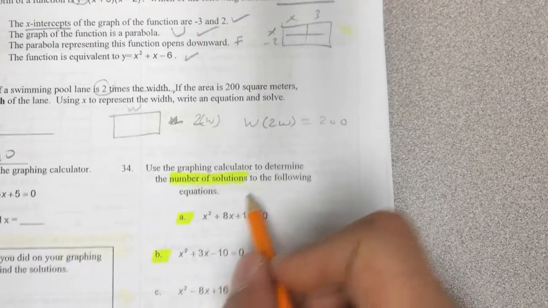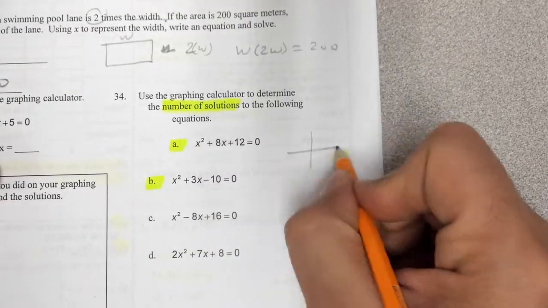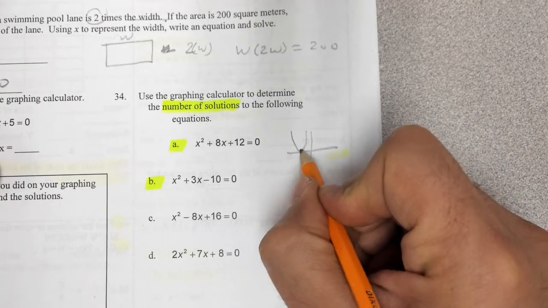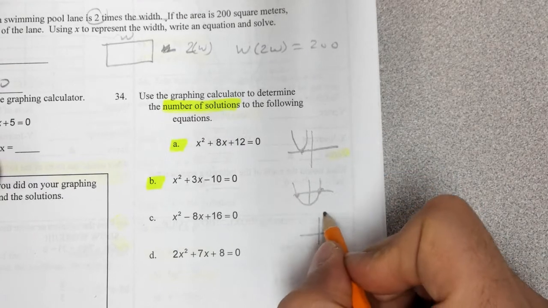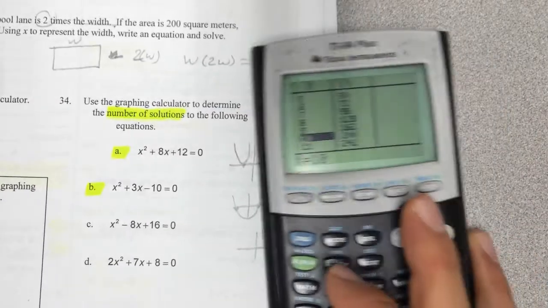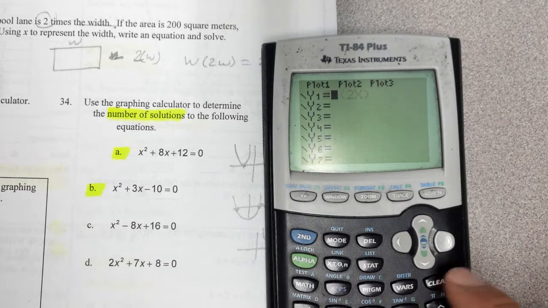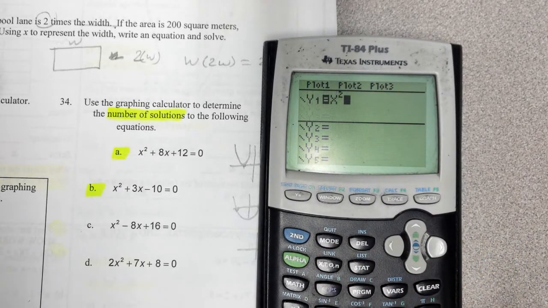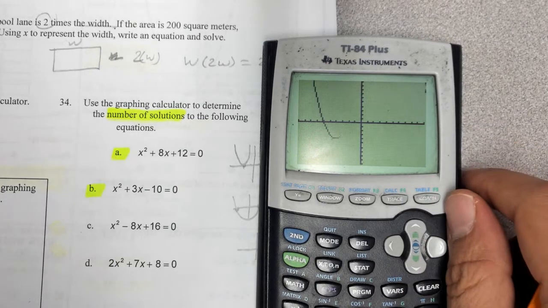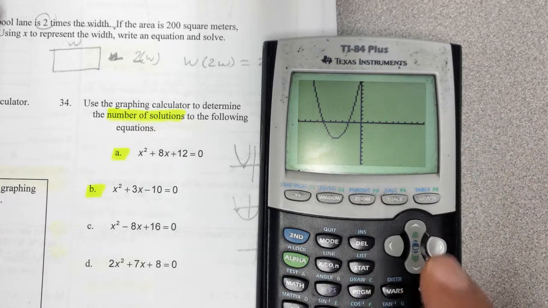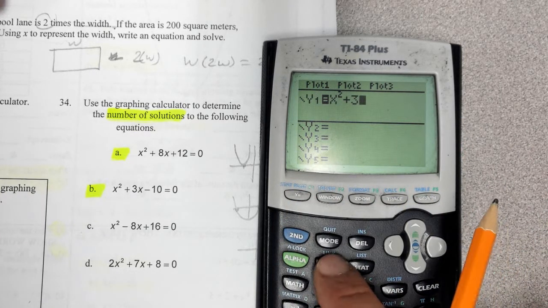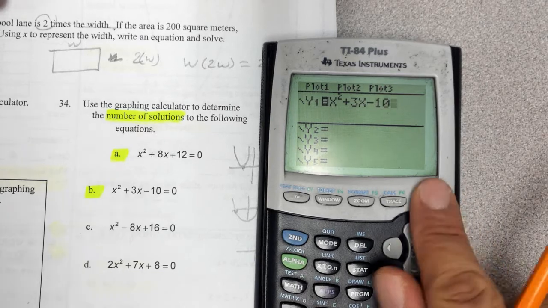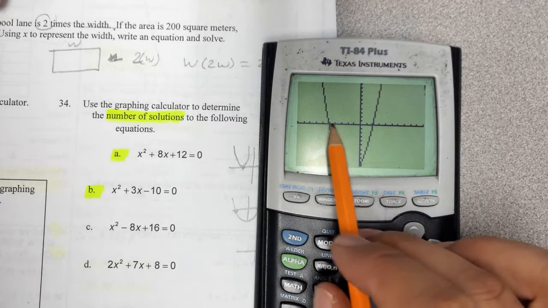Alright, how many solutions are there? This is really simple. All you have to do is graph it. If it touches once, 1 solution. If it touches twice, 2 solutions. If it does not touch, no solution at all. So you go over here, x squared. Look at the picture. That's 2 solutions. 1, 2. Do it again. Again, 2 solutions.